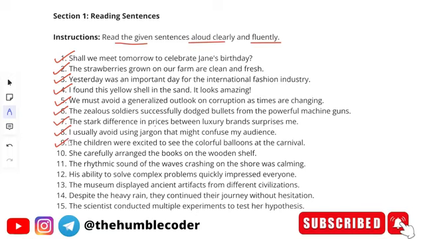Ninth, the children were excited to see the colorful balloons at the carnival. 10. She carefully arranged the books on the wooden shelf. 11. The rhythmic sound of the waves crashing on the shore was calming. 12th, his ability to solve complex problems quickly impressed everyone. 13th, the museum displayed ancient artifacts from different civilizations. 14th, despite the heavy rain, they continued their journey without hesitation. 15th, the scientists conducted multiple experiments to test her hypothesis.